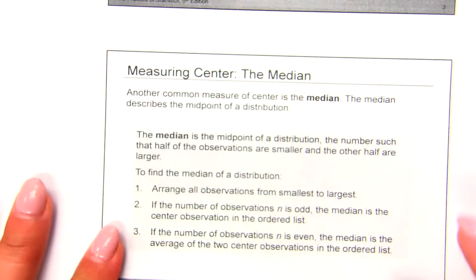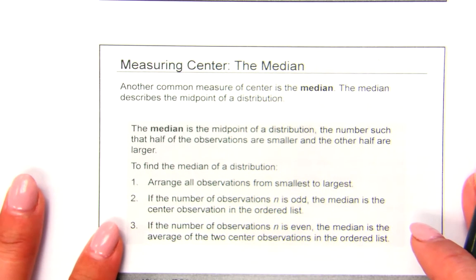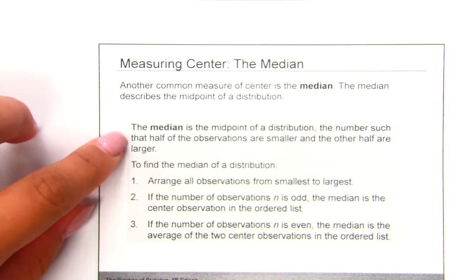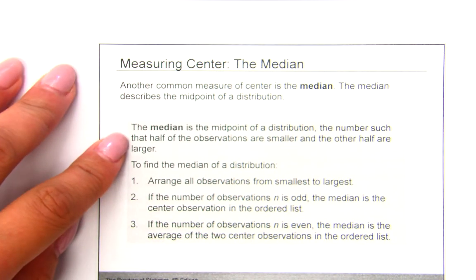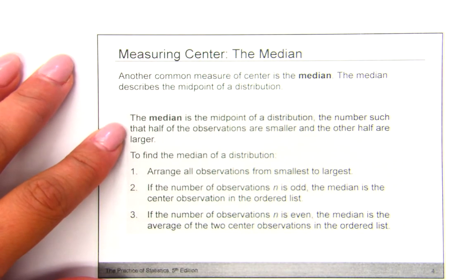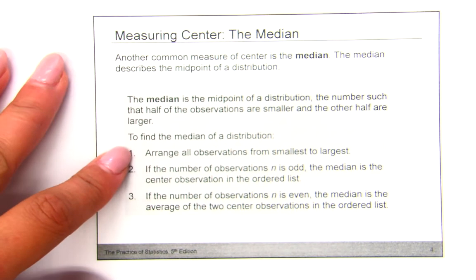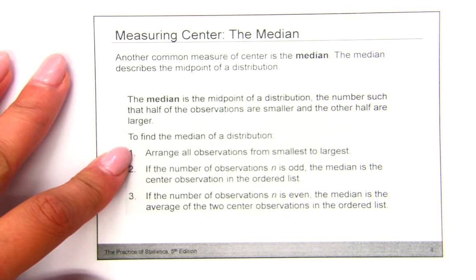Now the median is the one that you've known from before too. Another common measure of the center is called the median. The median is the midpoint of a distribution, the number such that half of the observations are smaller and the other half are larger. So it's smack dab in the middle of all of your data observations, better known as the midpoint of a distribution, what we were calling it before.